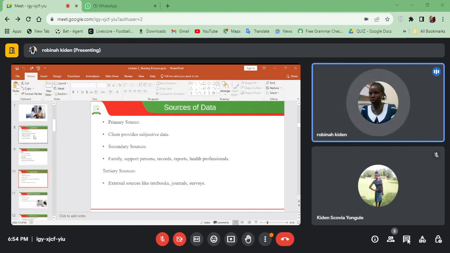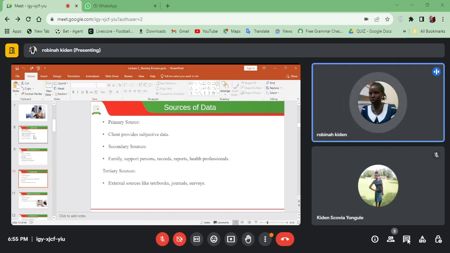Then sources of data, we have primary data. This one we can get directly from the client. Then we have secondary sources, which are the family, supportive persons, reports, and the health professionals. Then we have tertiary sources. These include external sources like textbooks, journals, and surveys. So these are more so when we read from the internet, they contribute much to our knowledge.